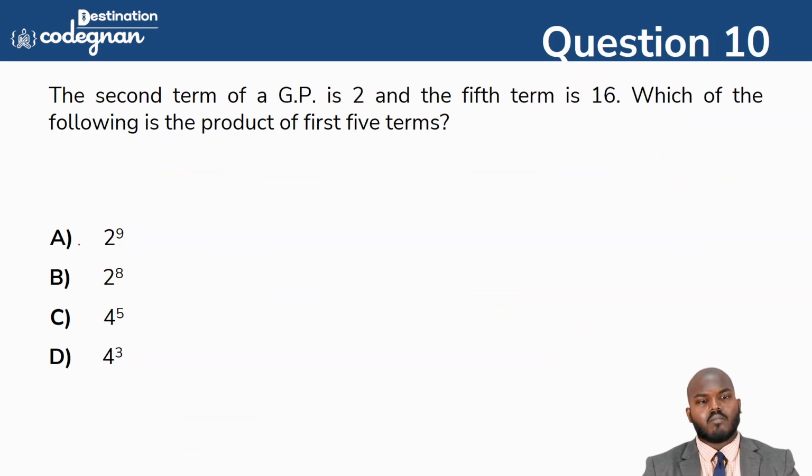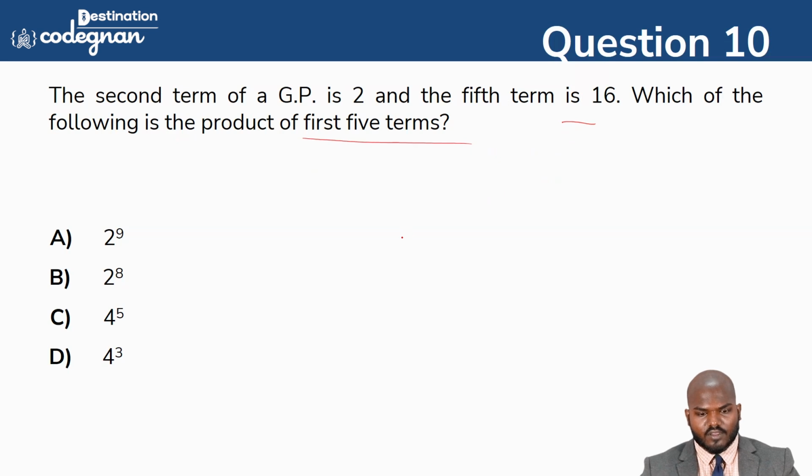The second term of a GP is 2 and the fifth term is 16. Which of the following is the product of the first 5 terms? That is the question now. The second term of the GP is 2, they have given that, and the fifth term is 16. They are asking for the product of the first 5 terms. So how can we sort this out, guys?